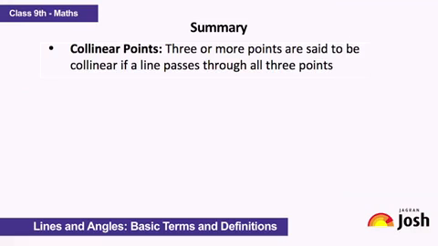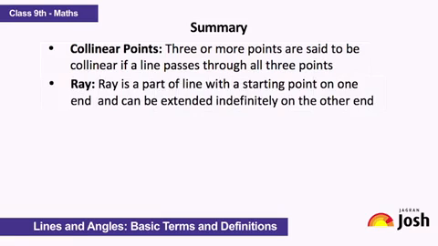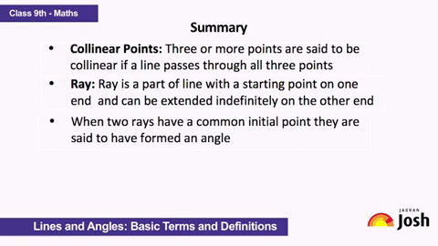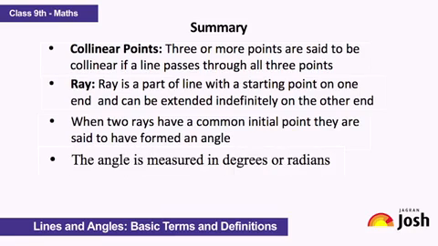Collinear points. 3 or more points are said to be collinear if a line passes through all 3 points. Ray. Ray is a part of line with a starting point on one end and can be extended indefinitely on the other end. When two rays have a common initial point, they are said to have formed an angle. The angle is measured in degrees or radians.